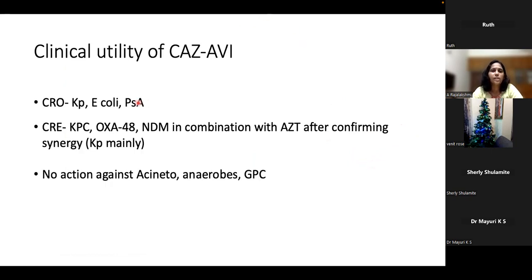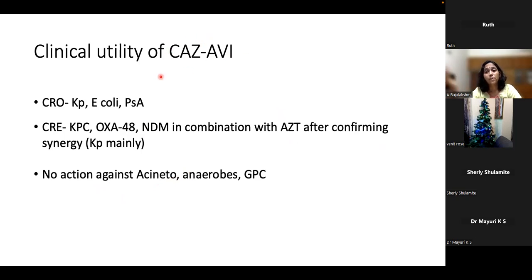Clinical utility of ceftazidime-avibactam: it is active against Enterobacterales as well as Pseudomonas, but only against KPC and OXA-48, not against NDM. For NDM, you have to combine with aztreonam. It doesn't have any action against Acinetobacter, anaerobes, or gram-positive cocci. So if you are giving this for an intra-abdominal infection, you have to add metronidazole to the ceftazidime-avibactam.